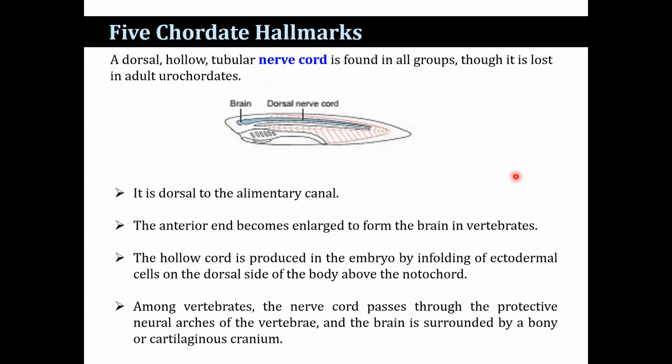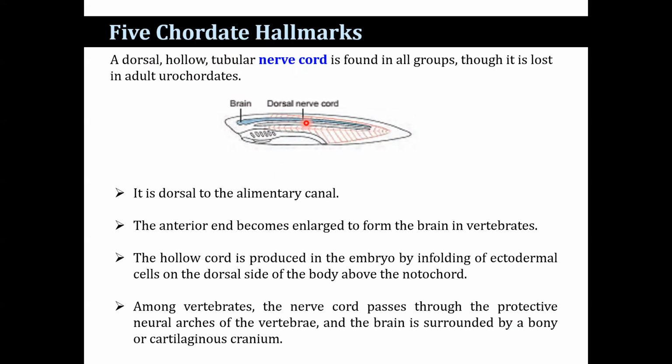Then the nerve cord. In the invertebrate phyla, the nerve cord is ventral to the alimentary canal, whereas in chordates the feature is the presence of a dorsal hollow tubular nerve cord, dorsal to the alimentary canal. The anterior end becomes enlarged, and that forms the brain in vertebrates.